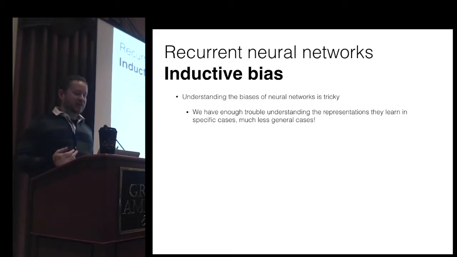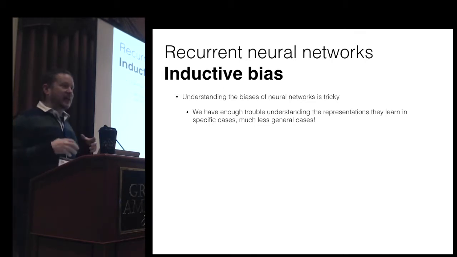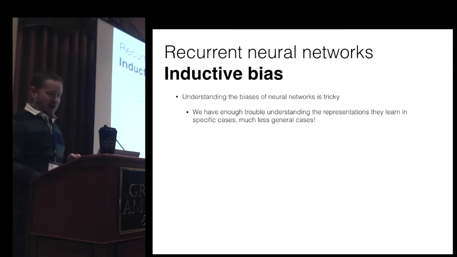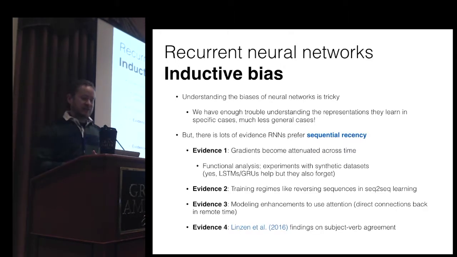So first I'll say understanding the biases of neural networks is actually a really hard problem. We can't even describe what they do very well in terms of single models, and I'm now trying to say we should talk about what they do in general. So this is a really hard problem, right? But I think there is a lot of evidence that they prefer sequential recency.